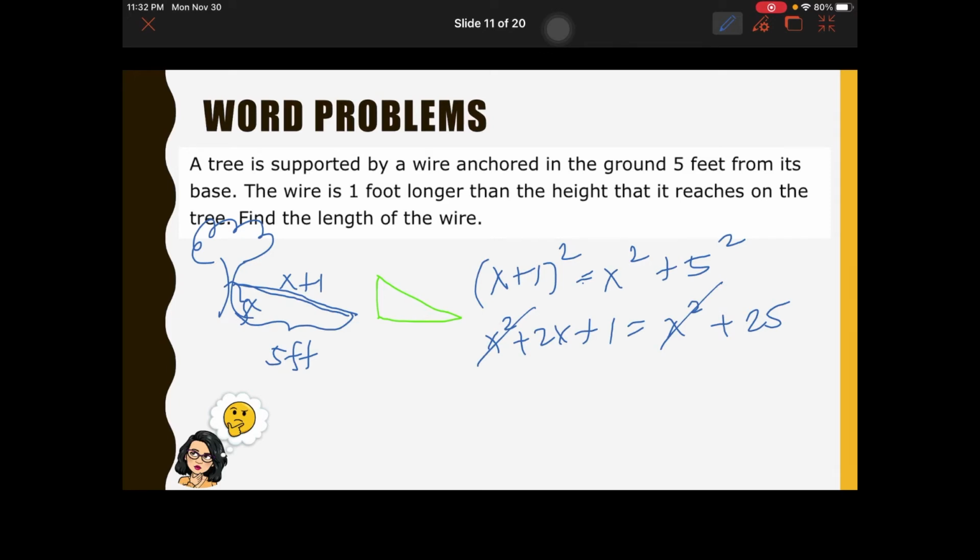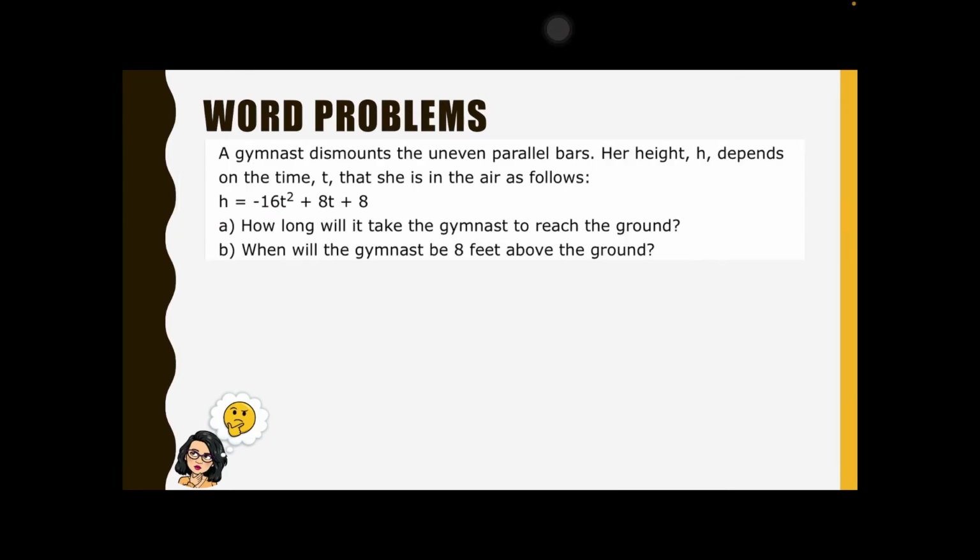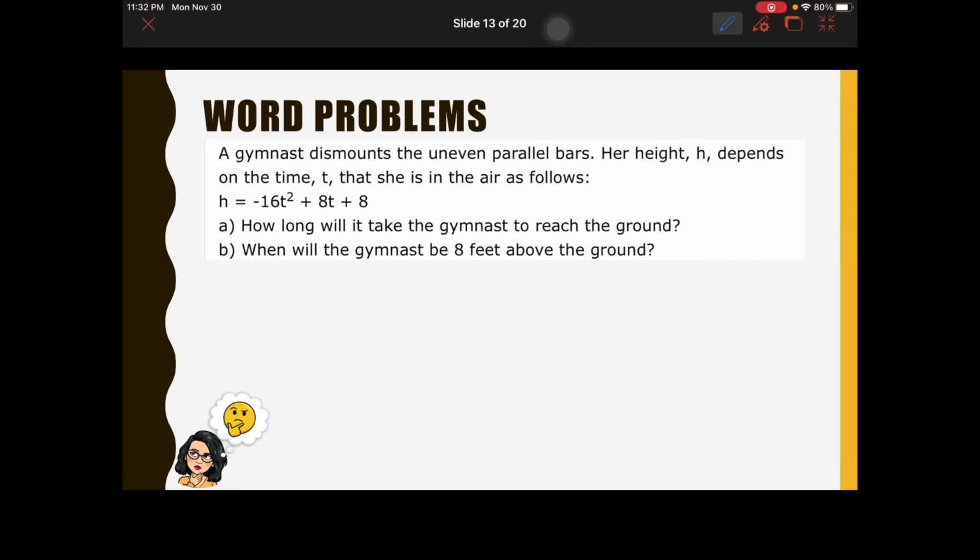And then what? We will be having 2x. Kung ililipat ko si 1 sa kabila, magiging 25 minus 1. 2x is equal to 24. Therefore, our x is 12. Okay, di ba? Simpleng-simple. Madaling-madali lang po itong first word problem natin. So, medyo hirapan natin ng konti. Okay? So, ayan. Meron na tayong complicated na polynomial expression.